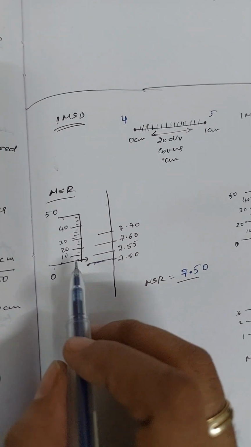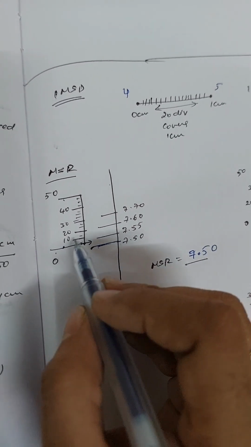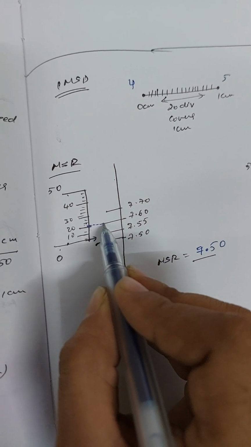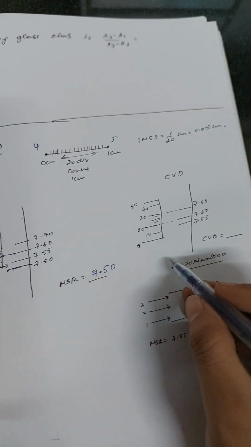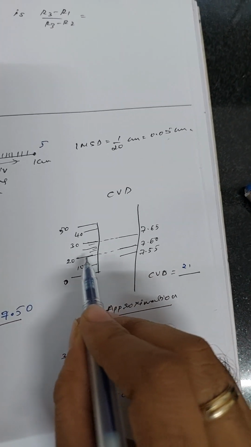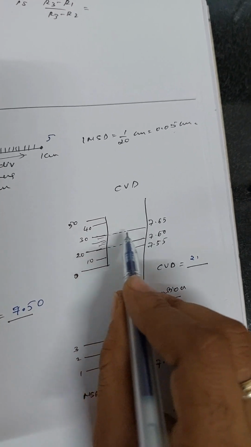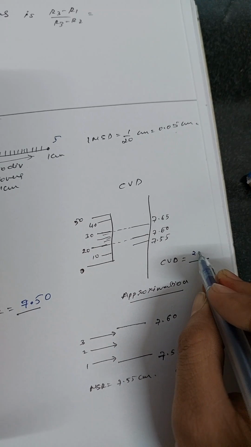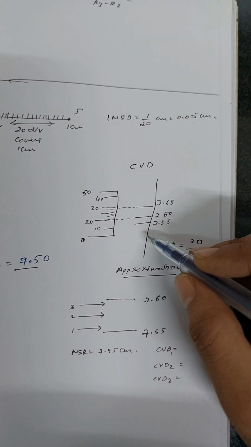Then what is CVD? CVD means you have to search for a division on the vernier scale which is exactly coinciding with a main scale division. Maybe that division is 21. As you can see here, 20 is coinciding with some division on the main scale. 30 is also coinciding. In this situation you have to take the lower one. So the CVD should be 20. Now this is the genuine, actual way to calculate.